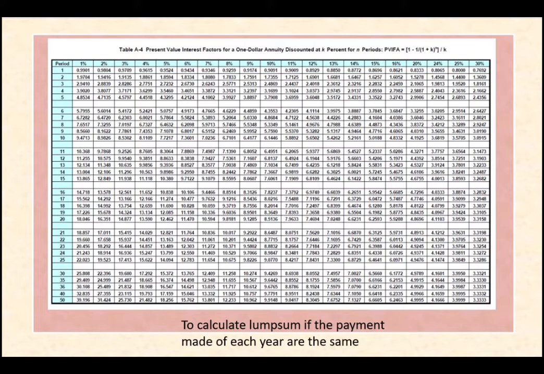We can also use the previous table to calculate this, but we have to calculate it one by one. We have to first calculate the present value of the 2,000 in the first year and the 2,000 in the second year, then add the two to get the present value of 4,000. If we use this table, we just calculate it once and we get the present value of the 4,000.